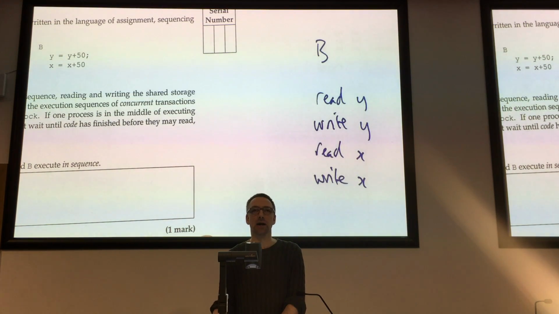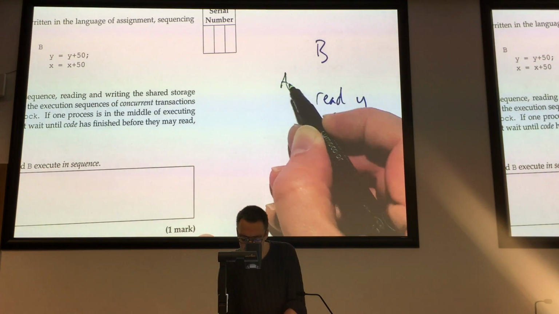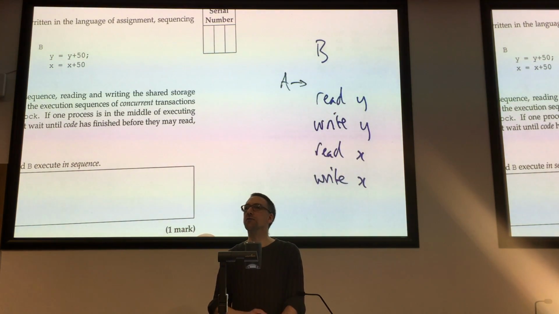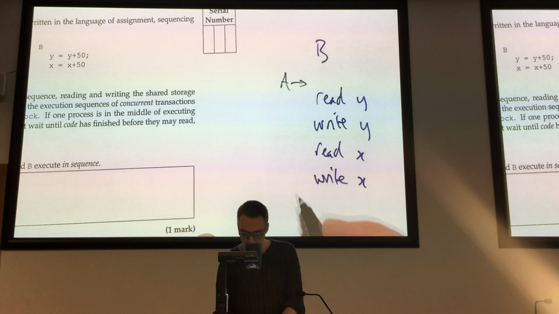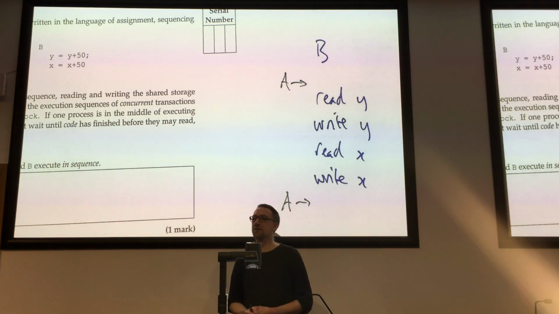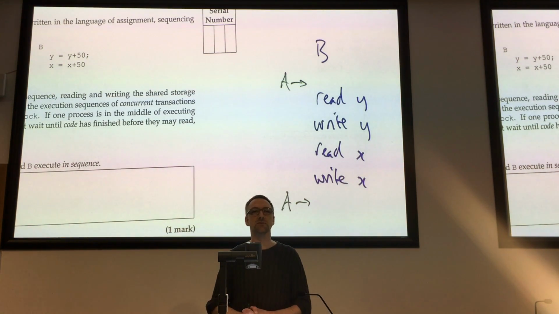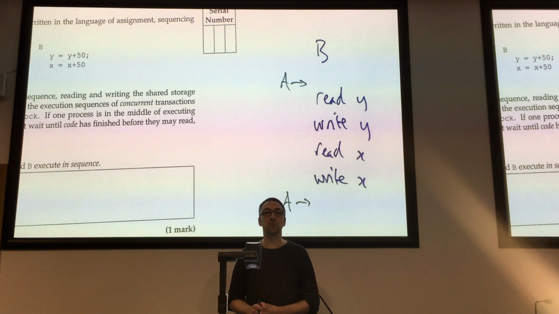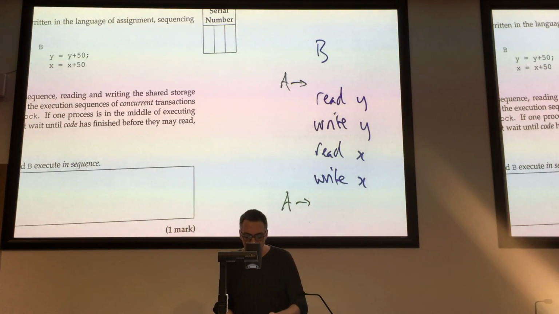But because A is atomic, we can treat A as happening all at once. So A could happen here, and we've already covered that one. That would be A goes first, and then B goes afterwards. A could happen here, and that would be the same as B goes first and A goes afterwards. So we've covered that one as well. But there are 3 other possibilities.